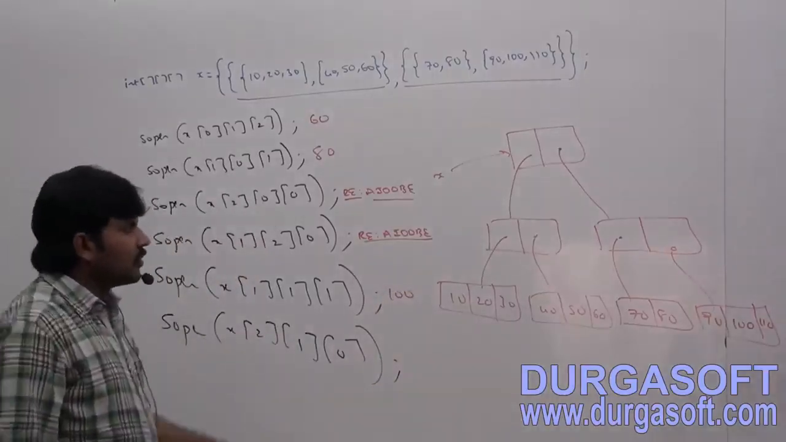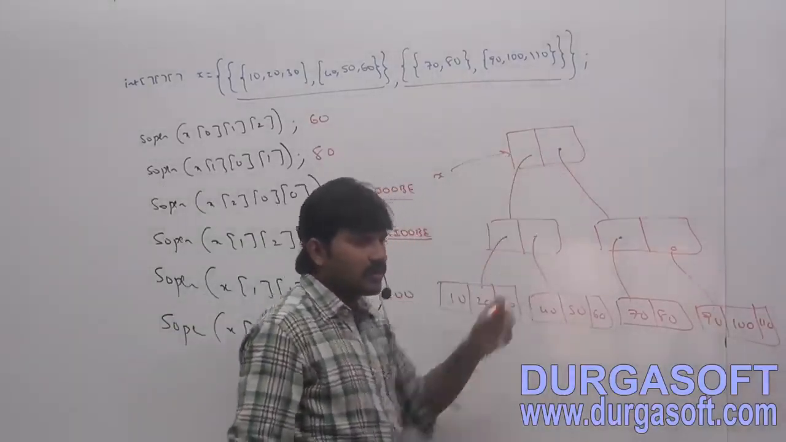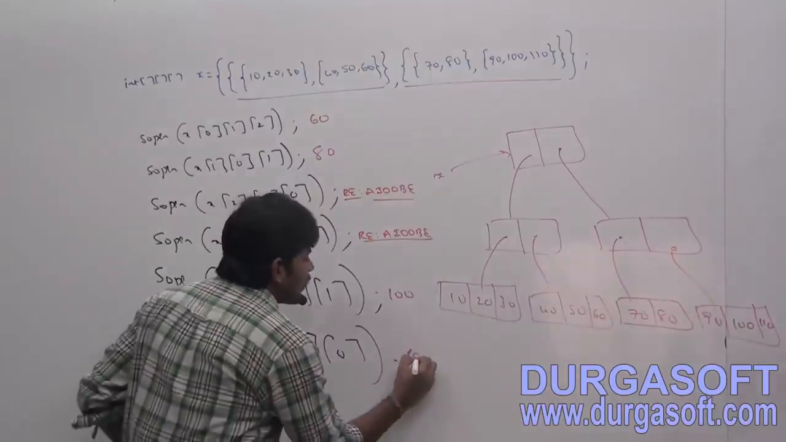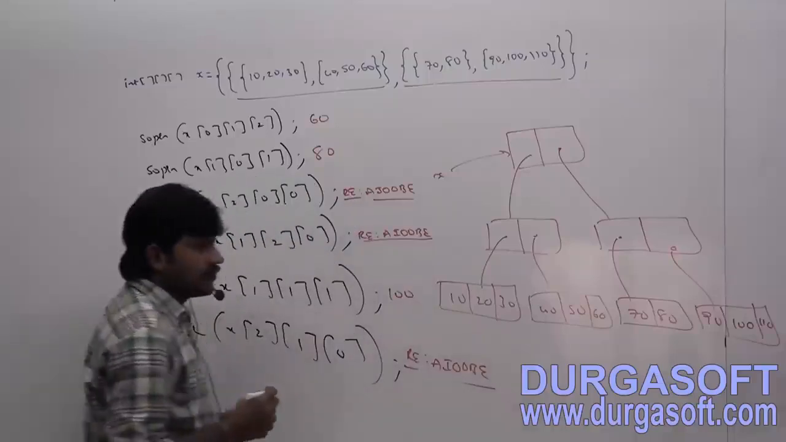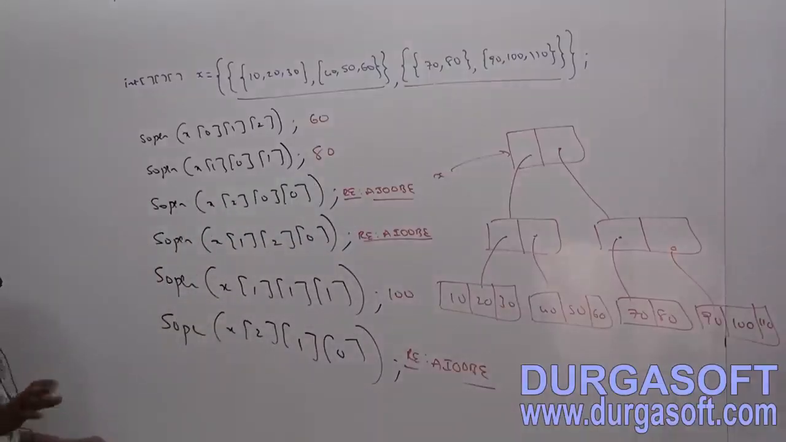X of 2, 1, 0. X of 2 is not there. Immediately we will get a runtime exception saying array index out of bounds exception. Are you able to understand, right? Okay. Make sure there may be a chance to ask this type of thing.